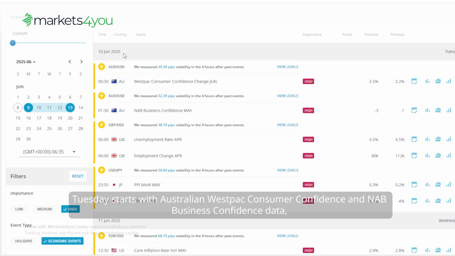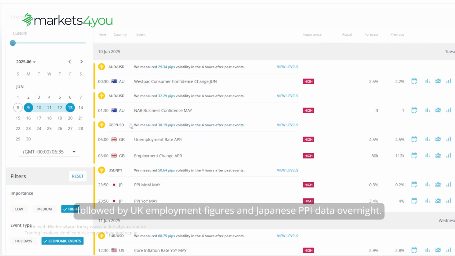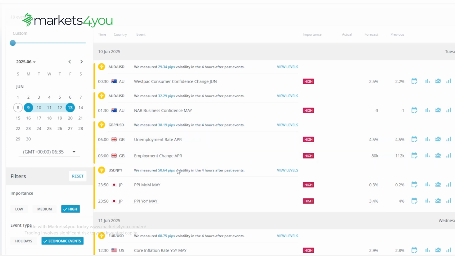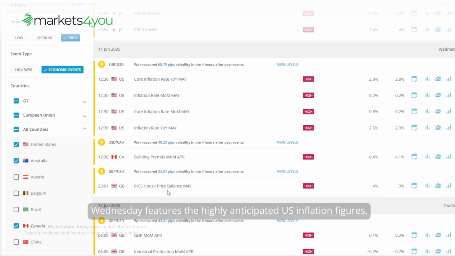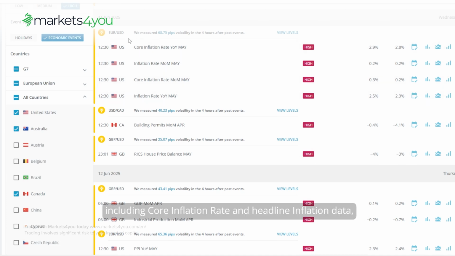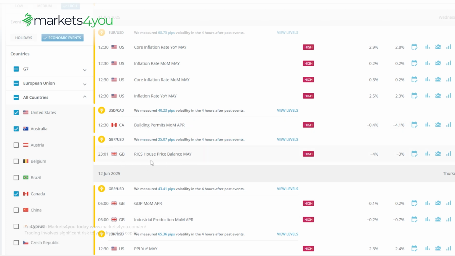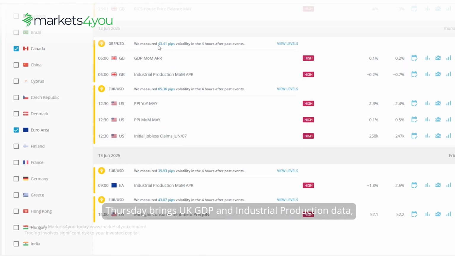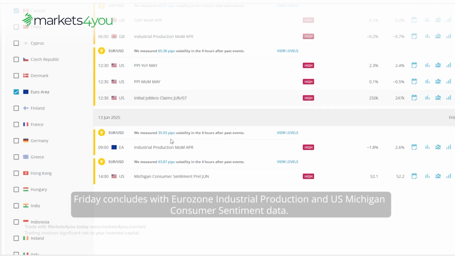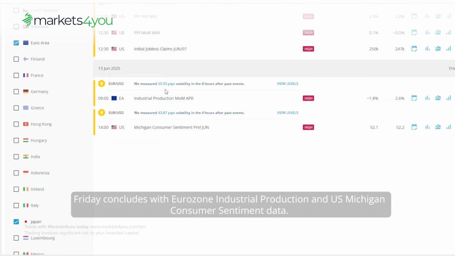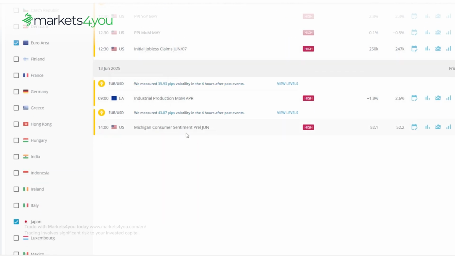Tuesday starts with Australian Westpac consumer confidence and NAB business confidence data, followed by UK employment figures and Japanese PPI data overnight. Wednesday features the highly anticipated US inflation figures, including core inflation rate and headline inflation data, along with Canadian building permits and UK RICS house price balance. Thursday brings UK GDP and industrial production data, followed by US Producer Price Index figures and initial jobless claims. Friday concludes with Eurozone industrial production and US Michigan consumer sentiment data.